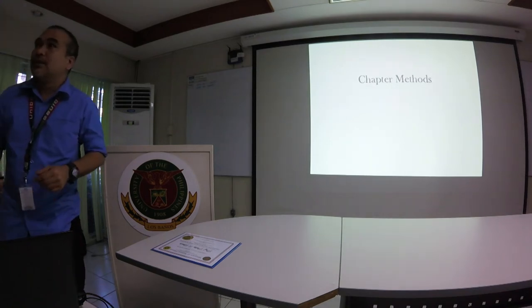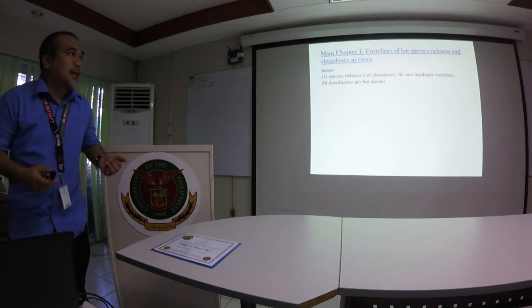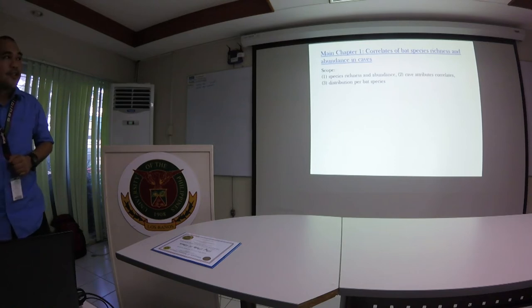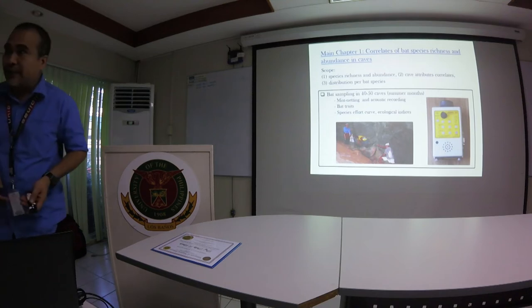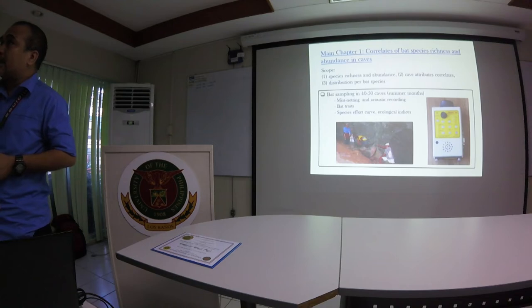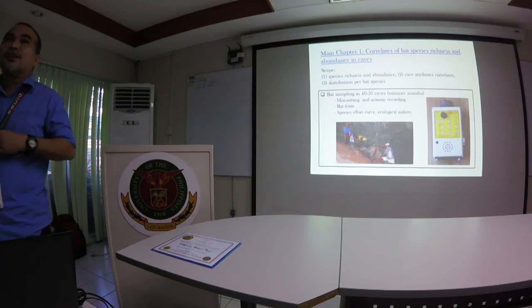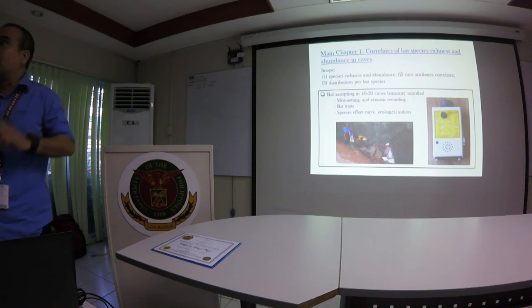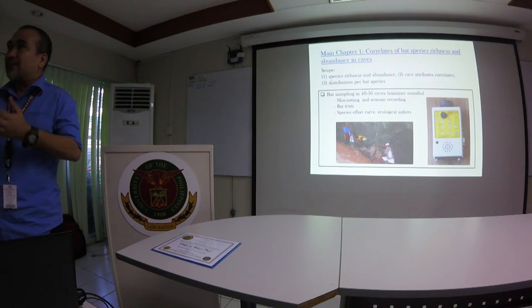Right, chapter methods. Here it will be based on the specific objectives of each chapter. For chapter one, the scope would be species richness, cave attributes, and distribution per bat species. I'm going to do bat sampling for 40 to 50 caves, and preferably I would like to confine it to the drier months. It's within the type 2 climate, so there's no pronounced dry season, and normally the highest rainfall is during October to February. So I will try to do my sampling from March up to August or even September, when there's relatively less rain. That's about six to seven months.